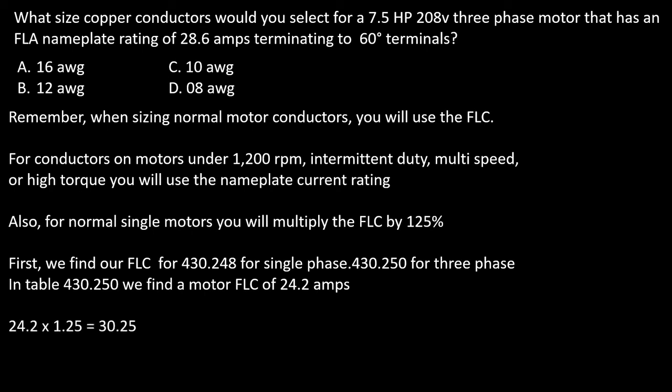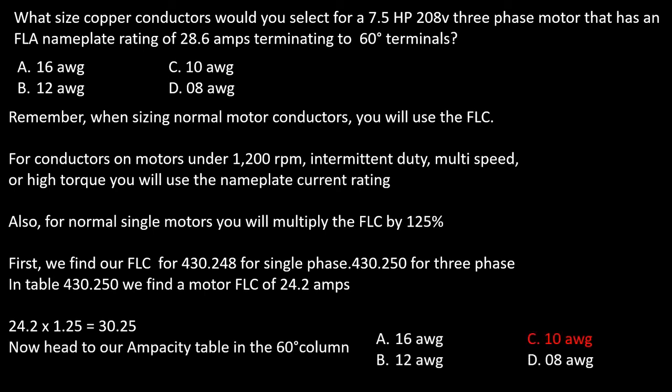Now we have to take that 24.2 amps and we're going to multiply it by 1.25. That is going to give us a new amp draw of 30.25 amps. Now we're going to head to our primary ampacity table. And this is where we have to be careful. Our question states that we're terminating to 60° C terminals. So we have to be sure to head to the 60° C column. So we're on the left-hand side. We go down in our 60° column until we find a wire that is going to cover our amp draw. And in this case, we find in the 60° C column that it's a 10-gauge wire.